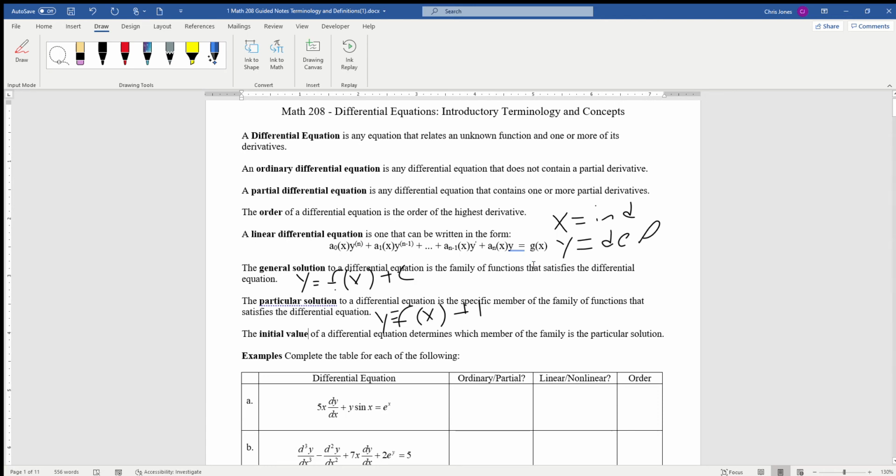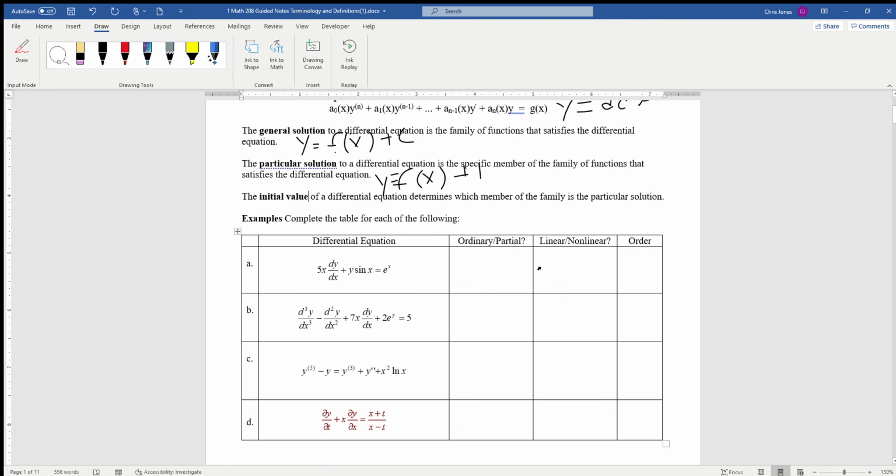But first, we should be able to classify differentials. In other words, if you look at a differential equation, you should be able to tell me what the order is. You should be able to tell me whether it's linear or nonlinear. Okay, so let's go ahead and see what we can do to be able to classify these.